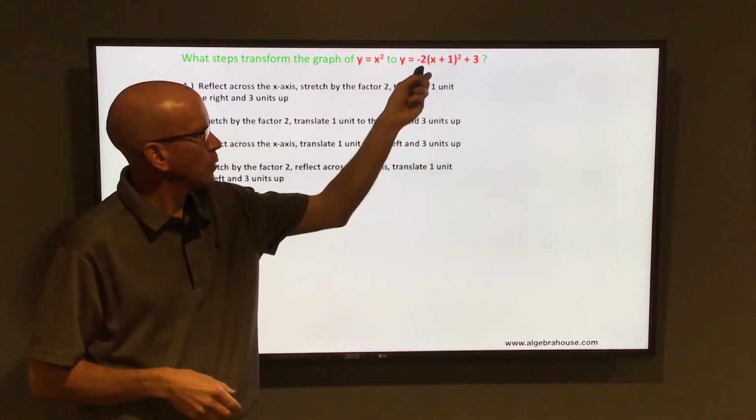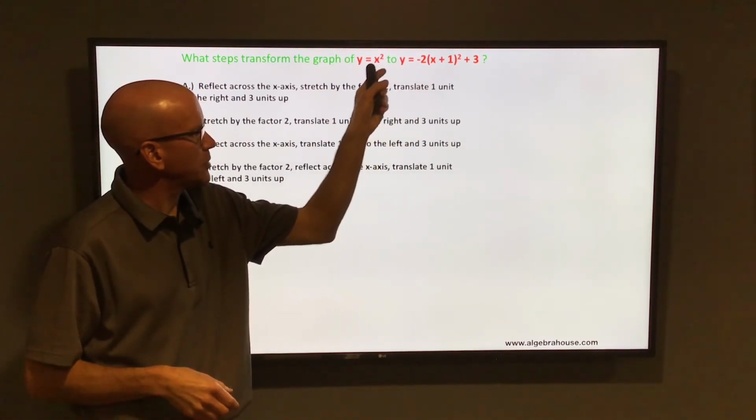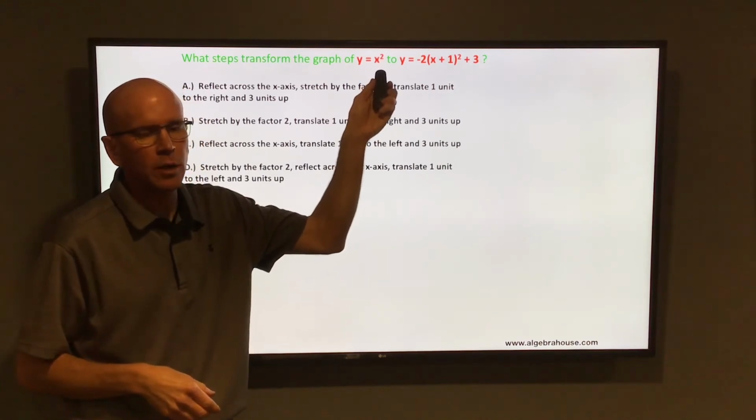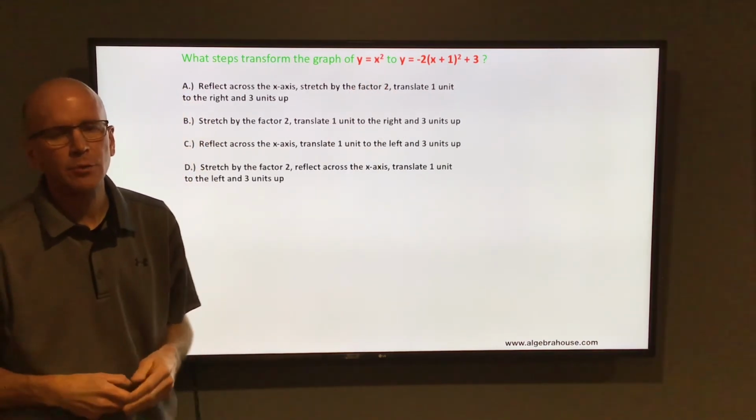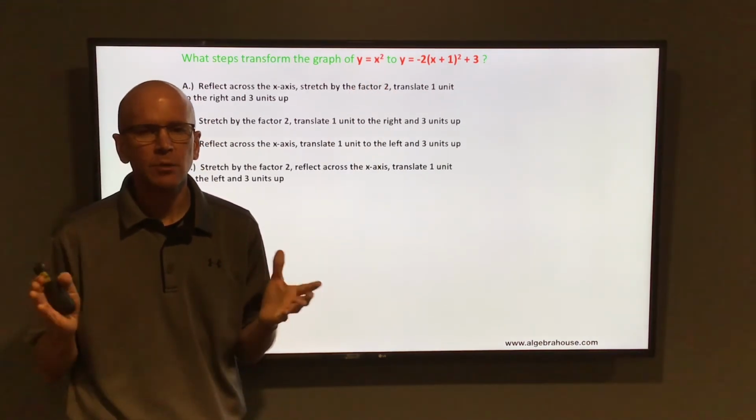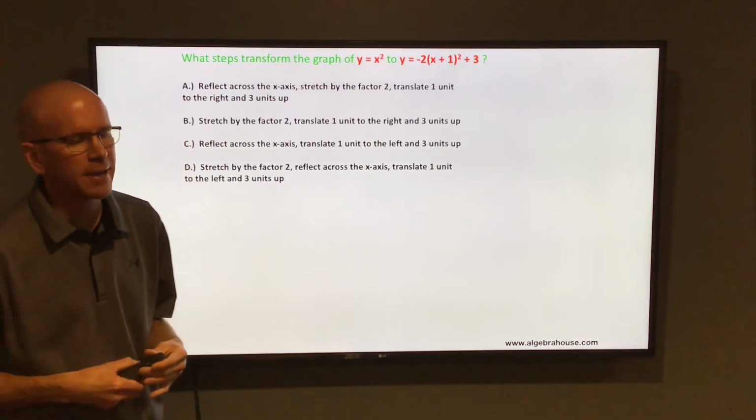Then that 2, when you multiply the y value by 2, the y value is that x squared. When you multiply the y value by 2, that creates a stretch. Stretches the graph away from the x-axis by a factor of 2.